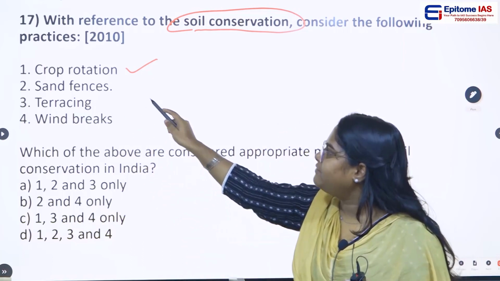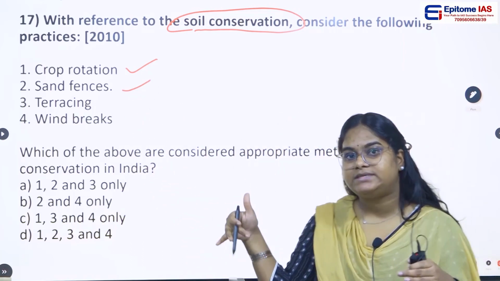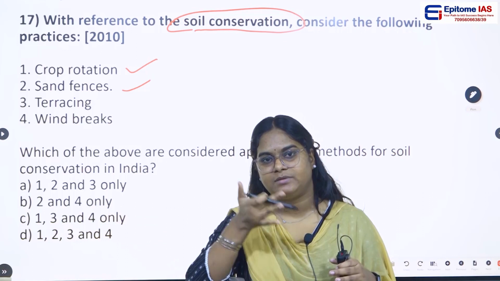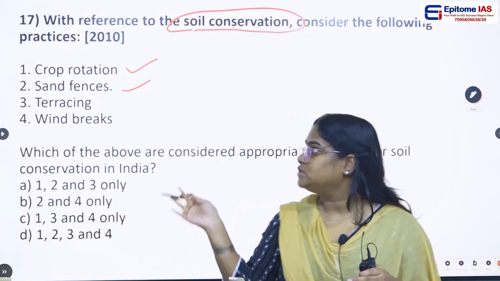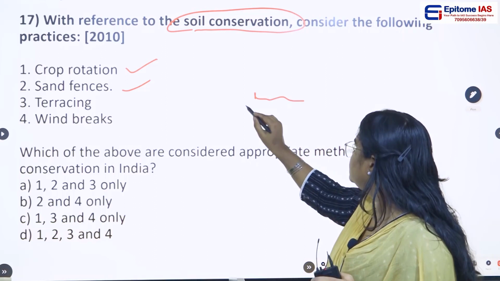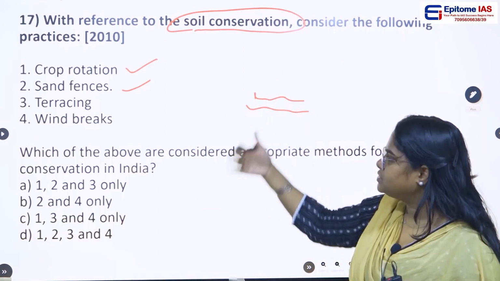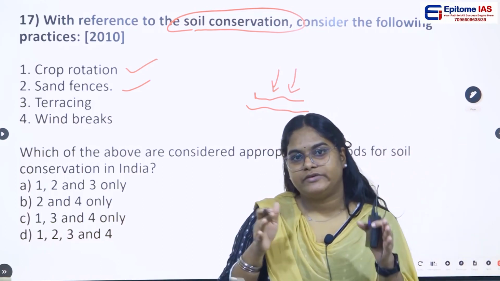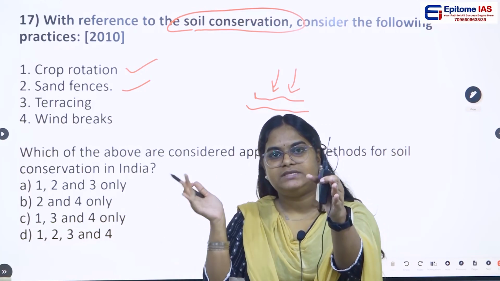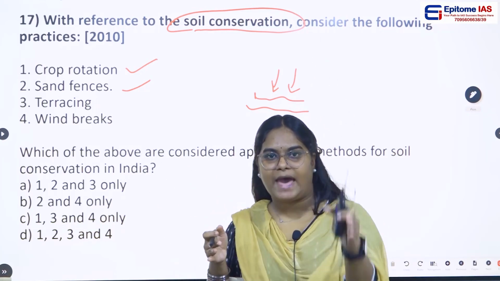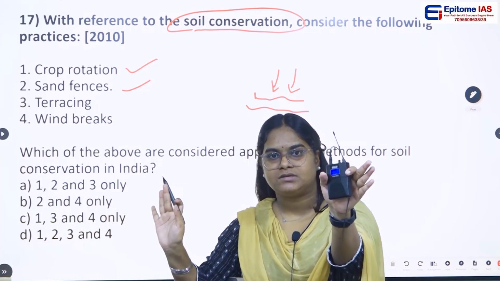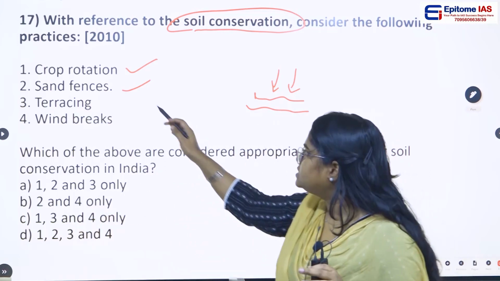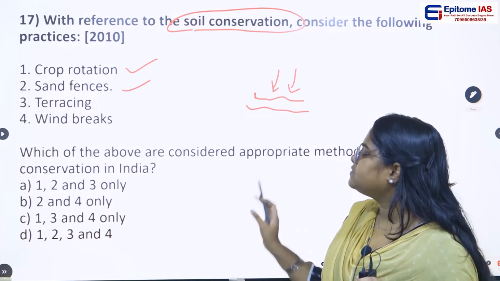Then what are sand fences? Let's say in the desert areas, we have sand dunes. The sand will be carried away by the winds. So these sand fences are fences which are placed there. What will happen? These sand fences will prevent the wind from taking away the sand. They will act as a barrier and stop the winds, and stop the sand from being carried away to another area. So yes, sand fences also help in the conservation of soil.